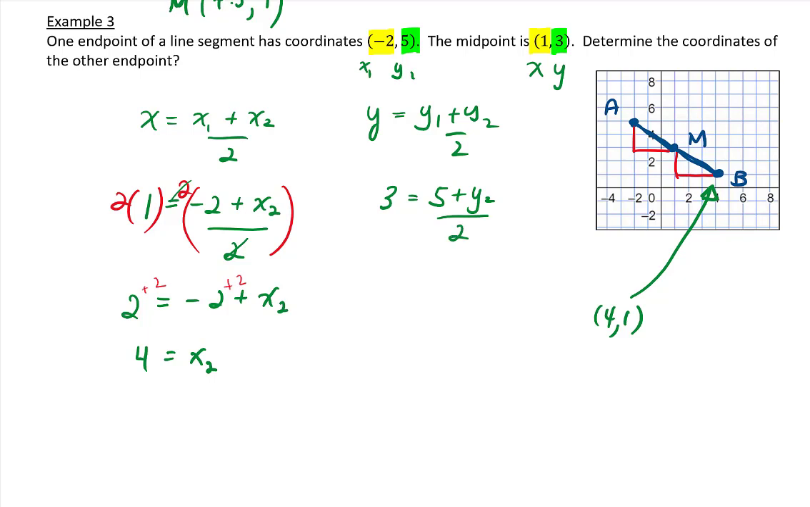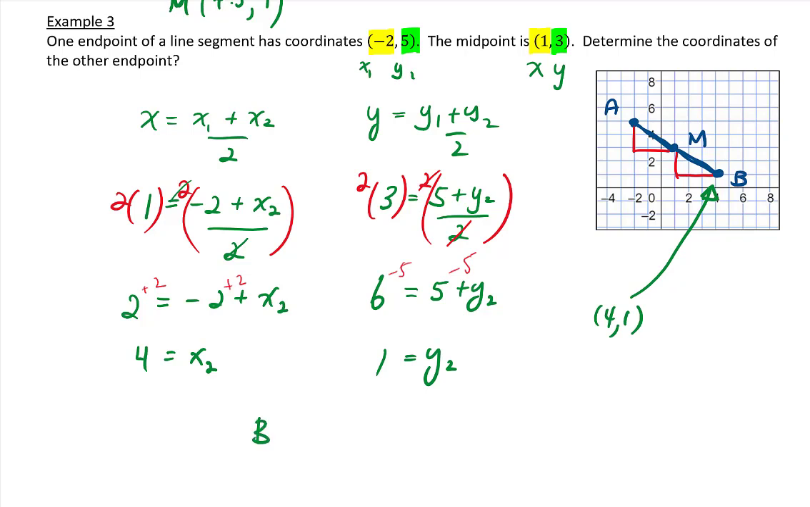Following the same steps, I'm going to multiply both sides by 2 to get rid of the fraction here, because this 2 and this 2 divided by 2 is 1. But 2 times 3 is 6. And on the right side we get 5 plus y2. If we minus 5 from both sides, we end up with our answer: 1 equals y2. So putting the x and y together, we have that point B is 4 and 1, which is what we see from our graph as well.